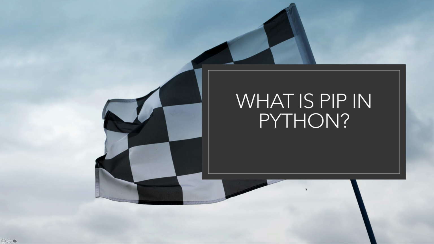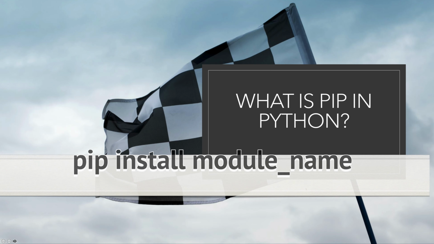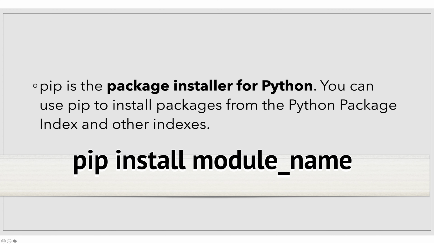Hi, in this video we will see what is pip in Python. Pip is a package installer of Python. Using this pip we can install the packages of Python, whatever we need based on our requirement. The simple command for installing any package is pip space install space then the module name.